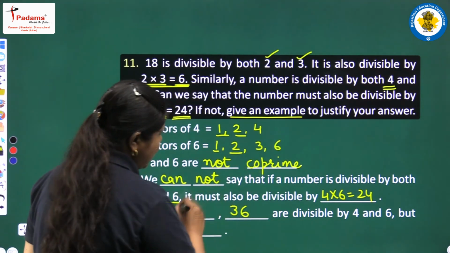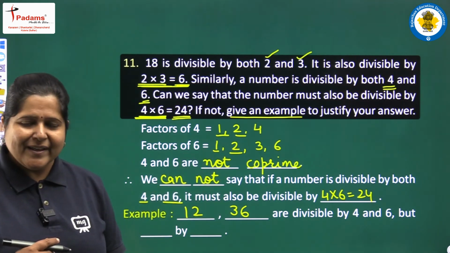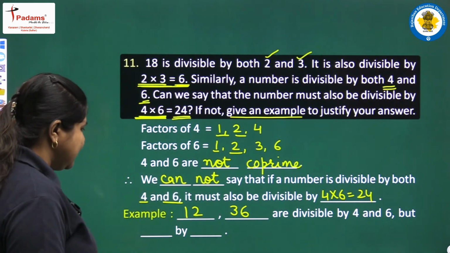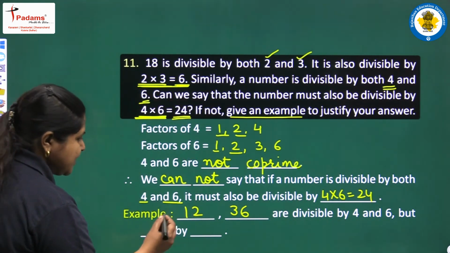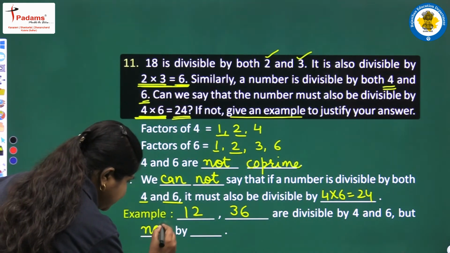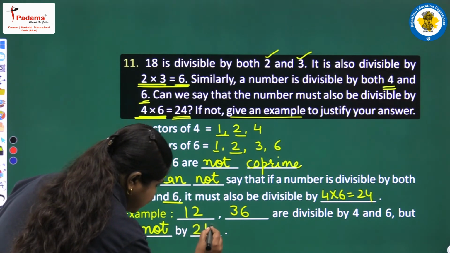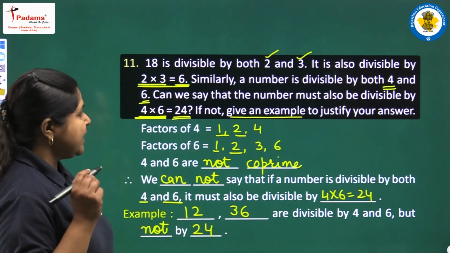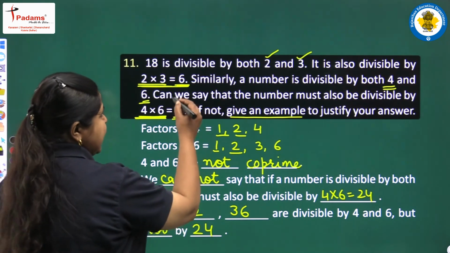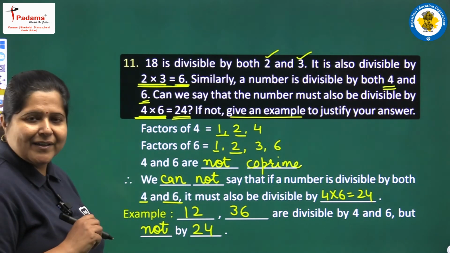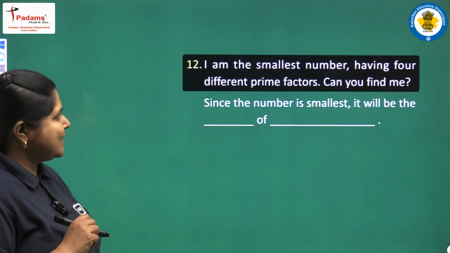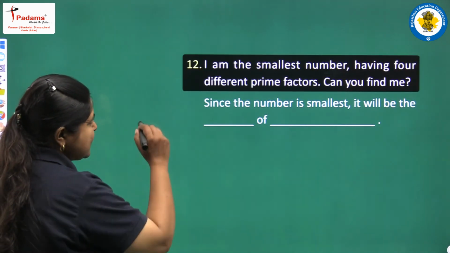So here the common factors are 1 and 2. So I hope you get the point here. So 12 and 36 are divisible by 4 and 6 but not by 24. So this is the example, and so we cannot justify this statement, it is a false statement. Got it? Then we write the next answer, question 12.